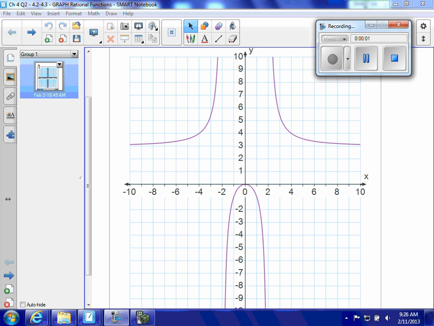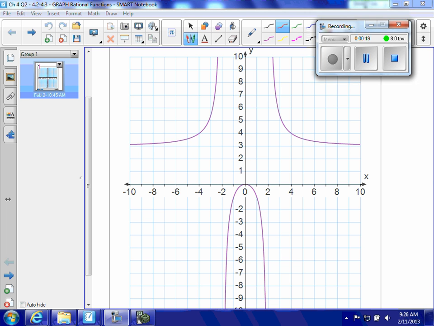All right, so this is the function that we were given. This is the graph that we were given, and we need to figure out what might be the equation for this graph. What might be an equation for this graph?